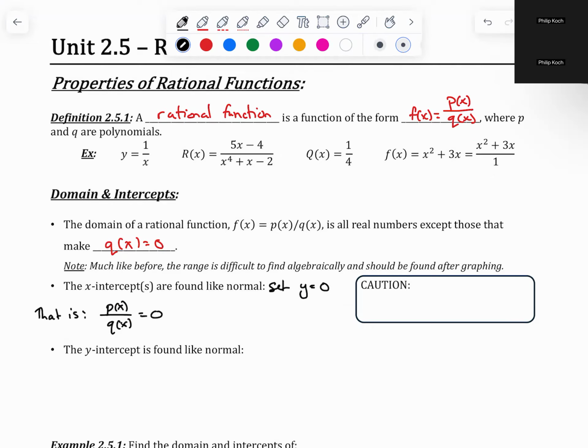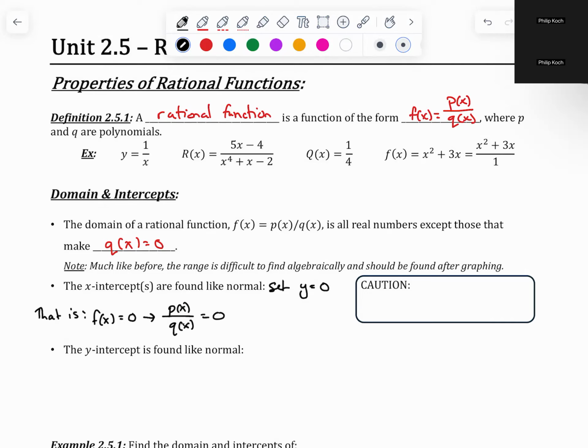Sorry, let me add one more thing, actually. That is, f of x equals 0, which implies that p of x over q of x is equal to 0. Because f of x, a rational function, is a polynomial p over a polynomial q. If you're setting y equal to 0, that's the same thing as setting the function values equal to 0, setting f of x equal to 0, and solving that equation for x.